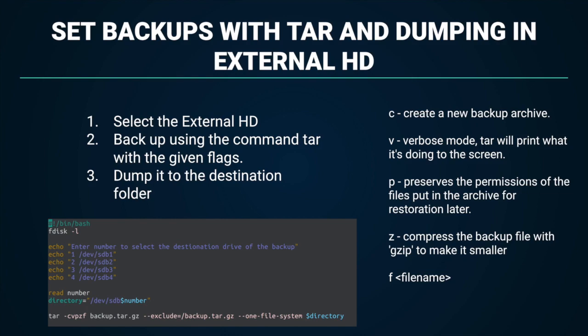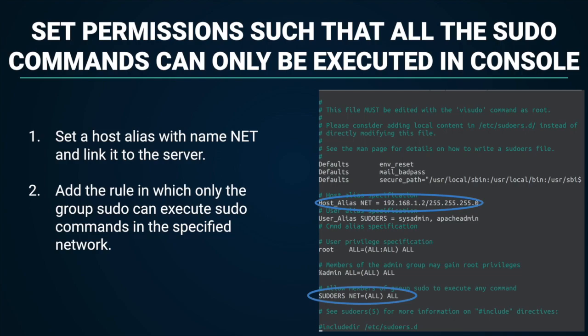Also, if you notice here, we include the flag that excludes the new folder that we will be compressing, and we specify that this backup is only on one file system, and the specified directory given by the user. After this, we set permissions so that all the sudo commands can only be executed in the console.